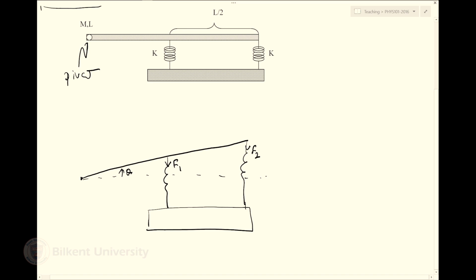How do I do that? Well, how much is the first spring stretched? The length here is L over 2. So that stretching of the first spring is L over 2 times sine theta. How about the second spring? 2 times that, right? The full length is L, so this is going to be L sine theta.